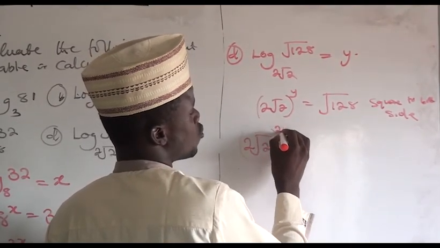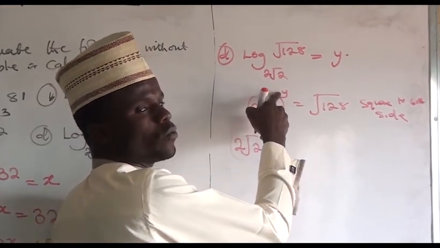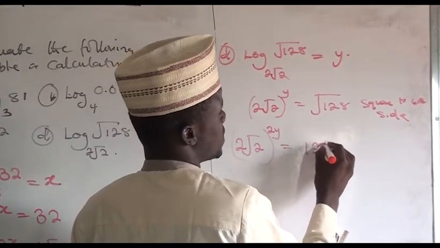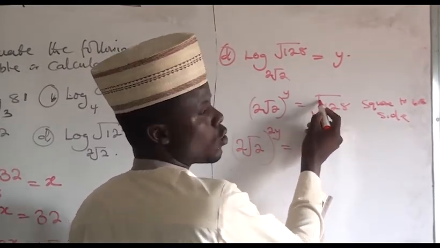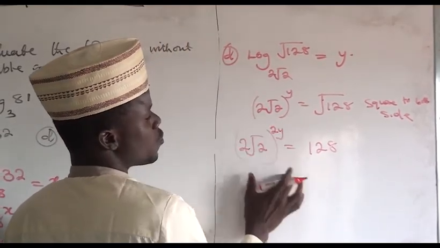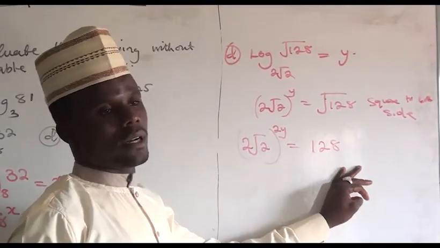Then here we have 2y. Because we have a y before, we now have a power of 2, then equals 128. The power will now go with the root. So now here we have 2 root 2 to the power of 2y equals 128.